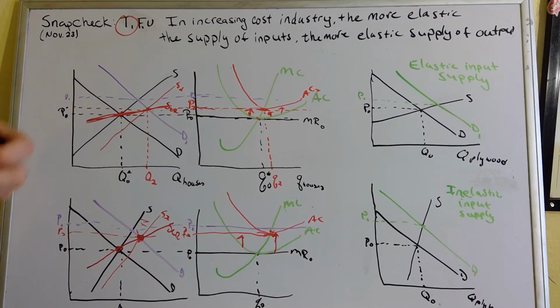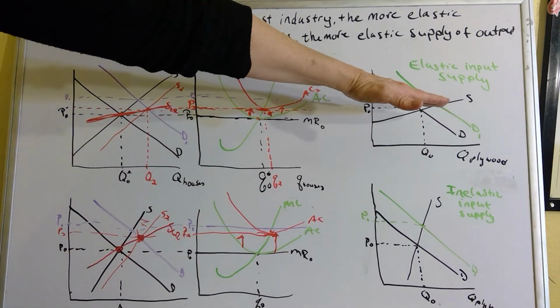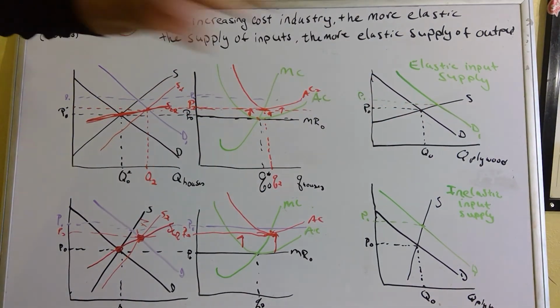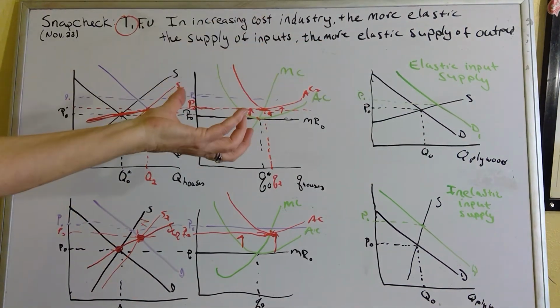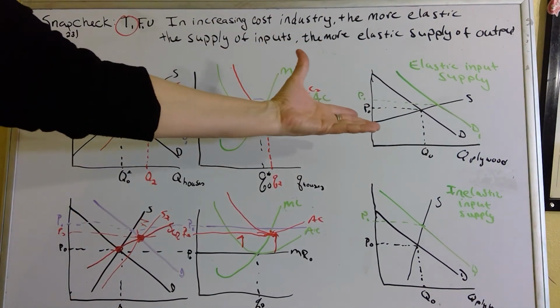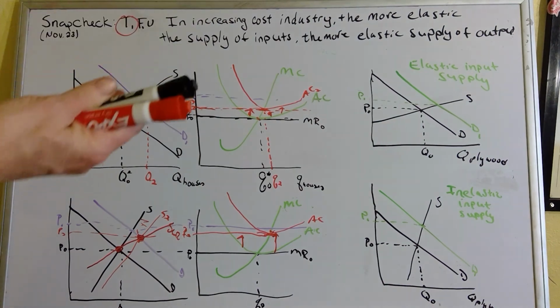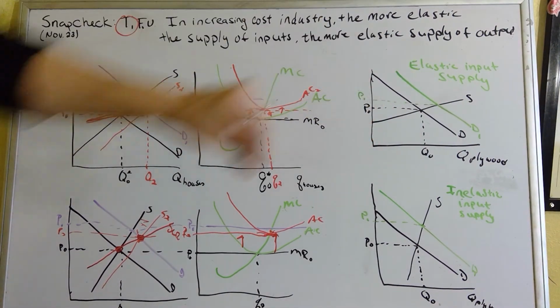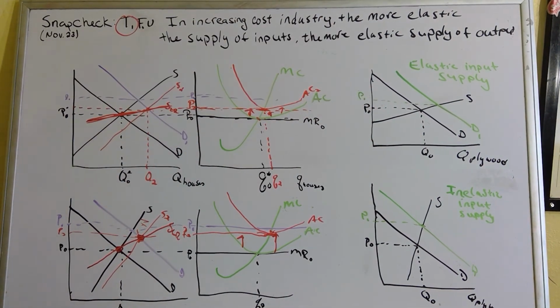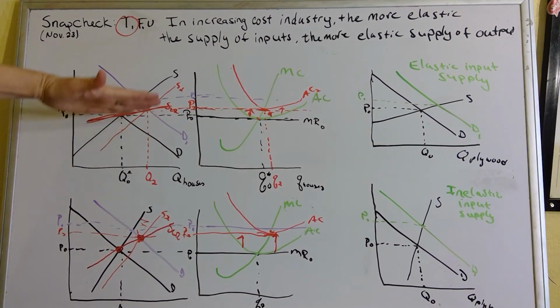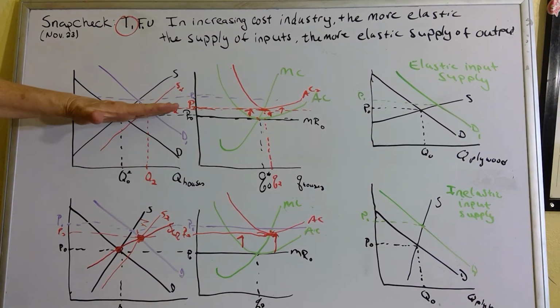The more elastic the supply of inputs, the more firms can enter without driving the price up too much. So if the supply of the input is pretty elastic, so if the supply of plywood's pretty elastic, and a lot more people want to build houses, yeah, the price of plywood goes up a little, but it doesn't affect the price in the housing market very much. So in the long run supply, the price doesn't necessarily come all the way back to where it was, but it comes pretty far down. There's a lot of responsiveness.